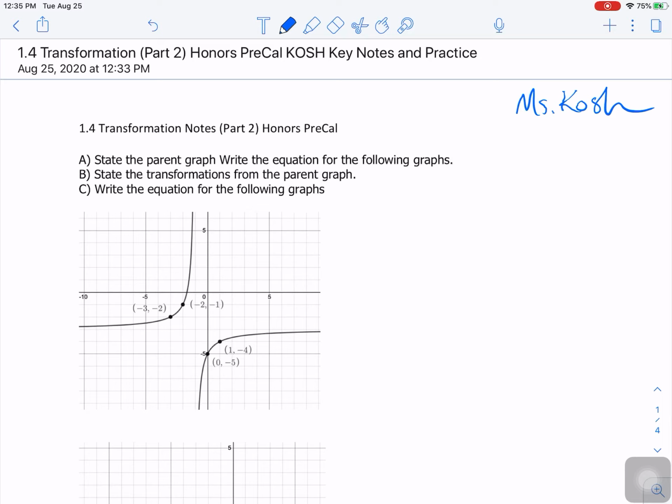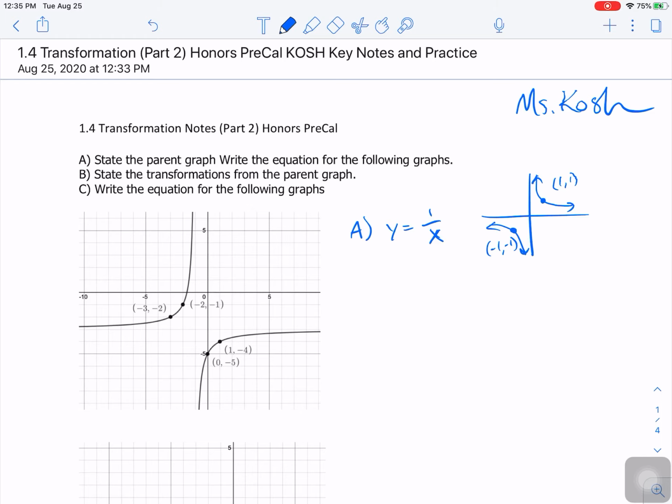So the first thing is they want us to identify what the parent function is. This I know to be a rational function, and the parent function is y equals 1 over x, or f of x equals 1 over x. What that does for me is it stays in quadrants 1 and 3, and it goes through the point 1, 1, and the point -1, -1.